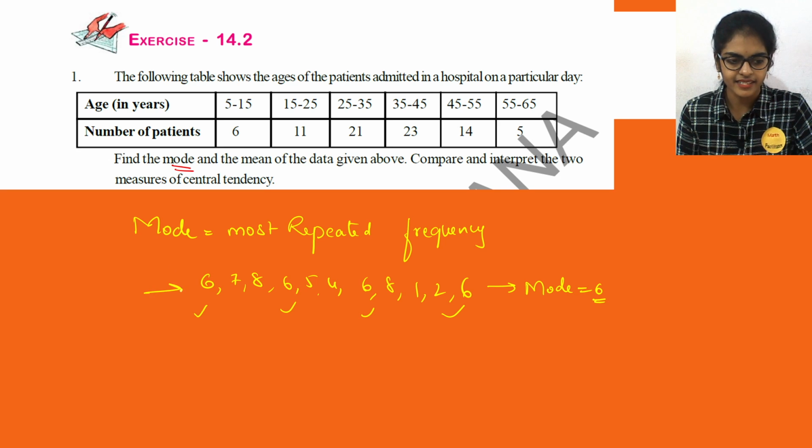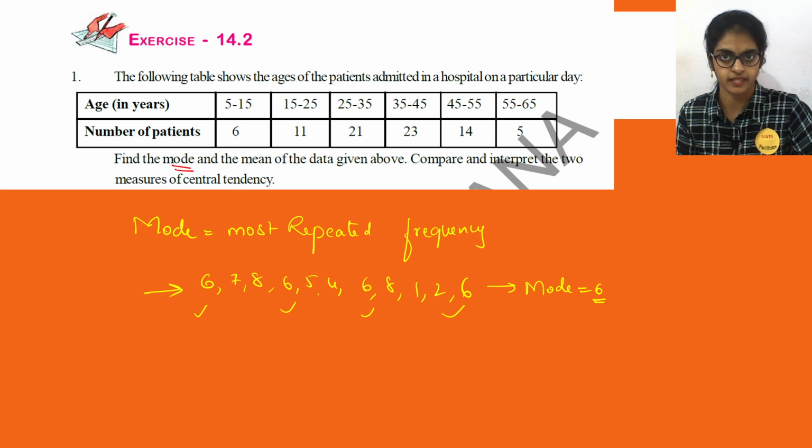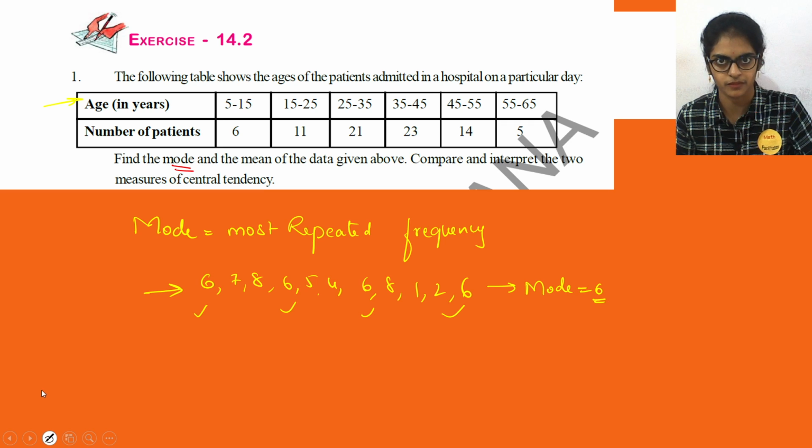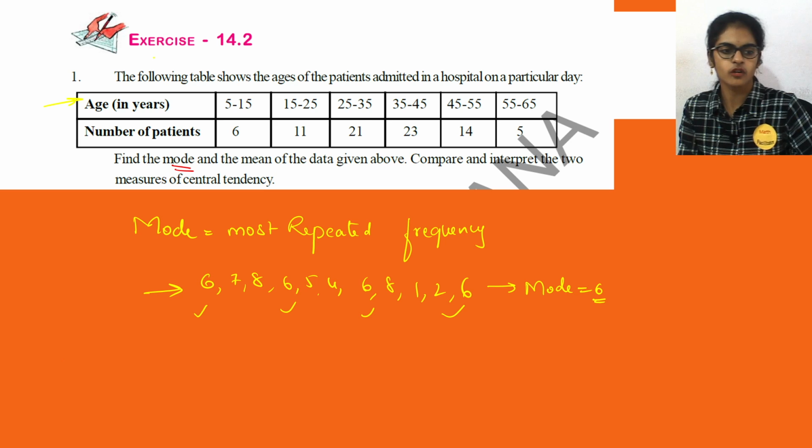But these are nothing but ungrouped data where you don't have any groups. But what about this data where you have groups in this? So how do we find mode? It's very simple. The formula and the procedure, let's discuss while doing this problem. So let's begin now. Have a look here.